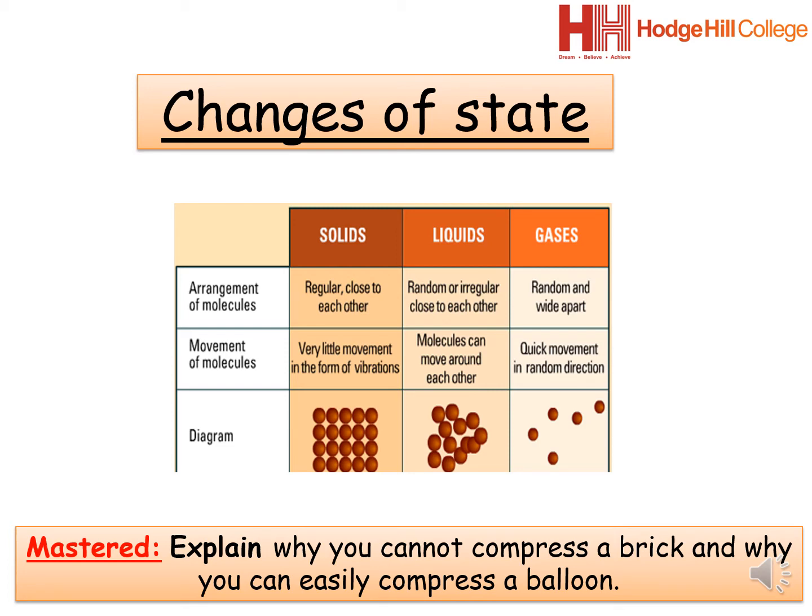Okay, so what we should have realized is from the solids, we know that the brick is a solid, and because there's no gaps in between, there's very little movement, so you can't squash or compress the brick. The particles or the molecules are closely together, therefore allowing no space for movement. On the other hand, you've got a balloon. In a balloon, we obviously put in gas. If you look at the diagram for the gas, the particles are far apart, which allows them to move into different directions, and therefore it is easily squashed or compressed.